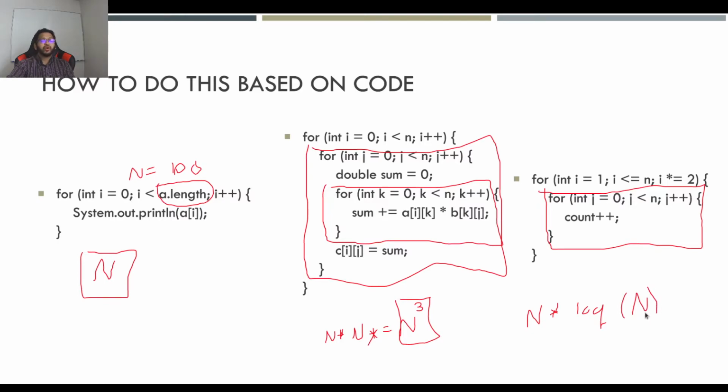And that is how you'd go about doing the big O notation for these, is by breaking it up into smaller sections and multiplying them together.